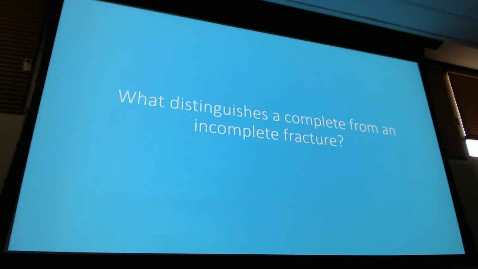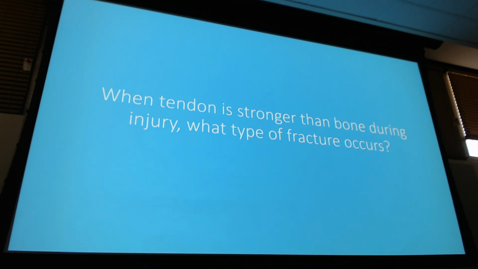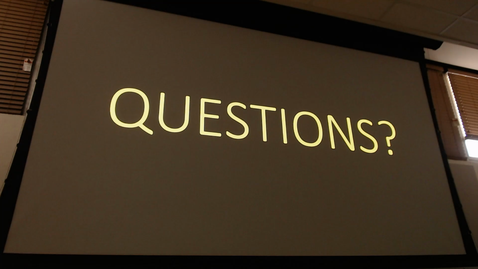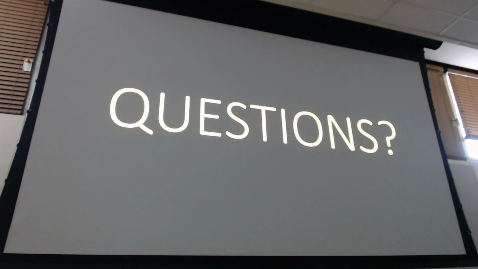Complete versus incomplete: all the way through the bone, or just through part of the bone. When a tendon pulls a piece of bone off of somewhere, that's called what? Avulsion fracture. Non-union, malunion, we talked about that yesterday. Questions on that slideshow? Sir?